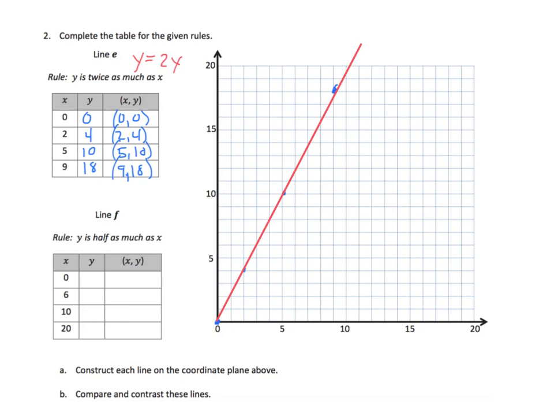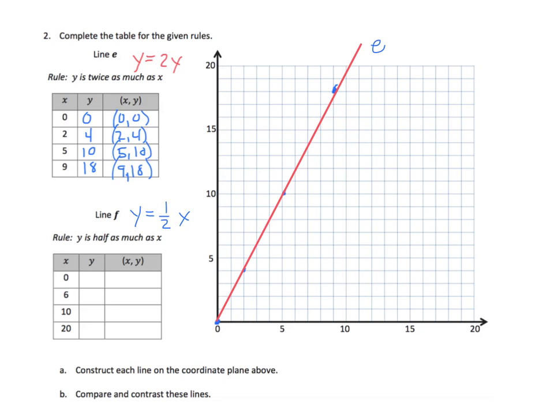Okay, now we'll construct line F after labeling this E. So we got E, and now we have F. So Y is half as much as X, and I'm going to set this up as a multiplication rule. Remember, we could have X divided by 2, but we could also say Y equals 1 half X. So for E, we're multiplying by a factor greater than 1, and for F, we're multiplying by a factor less than 1. That's a good way to look at this.